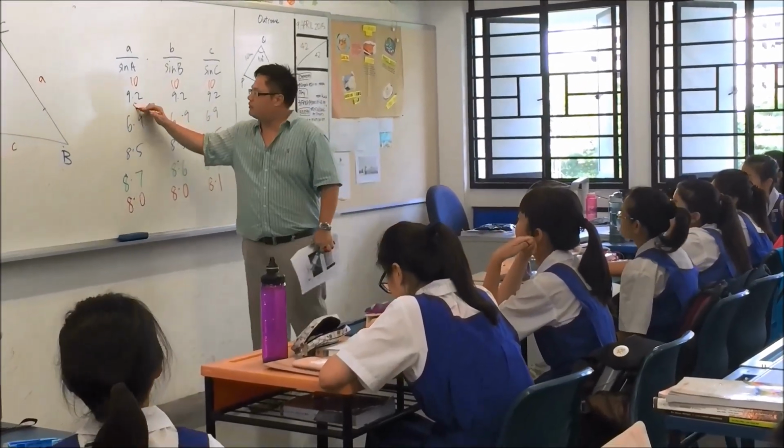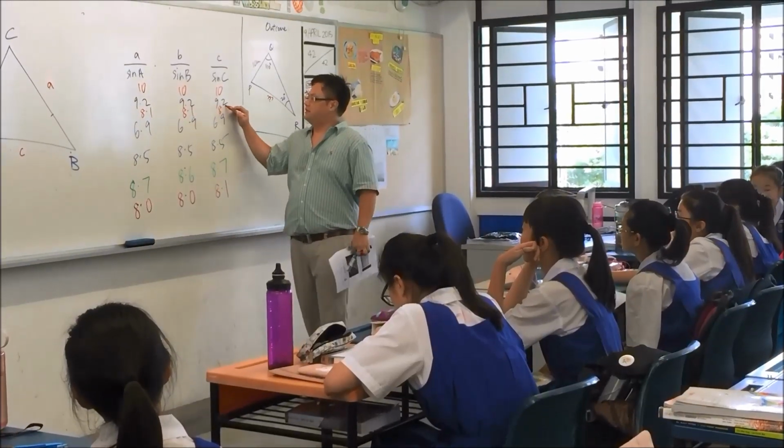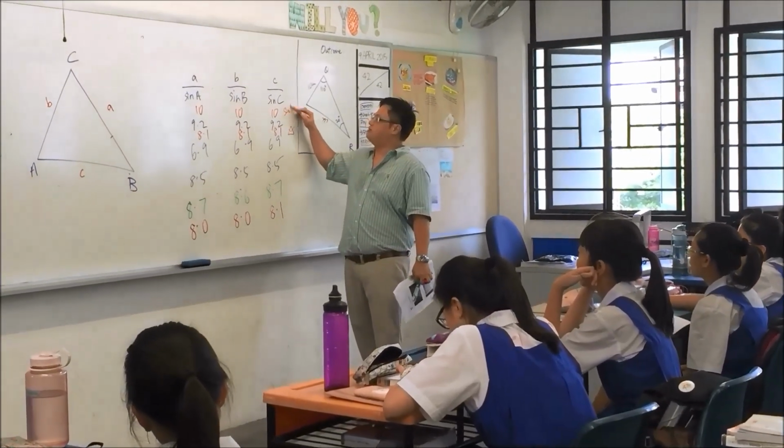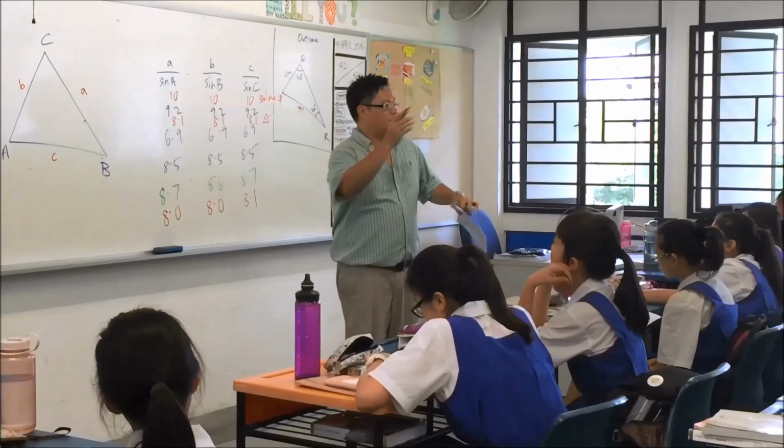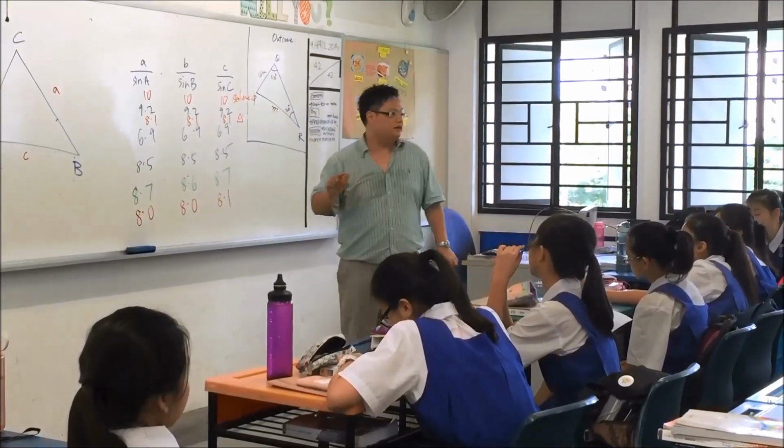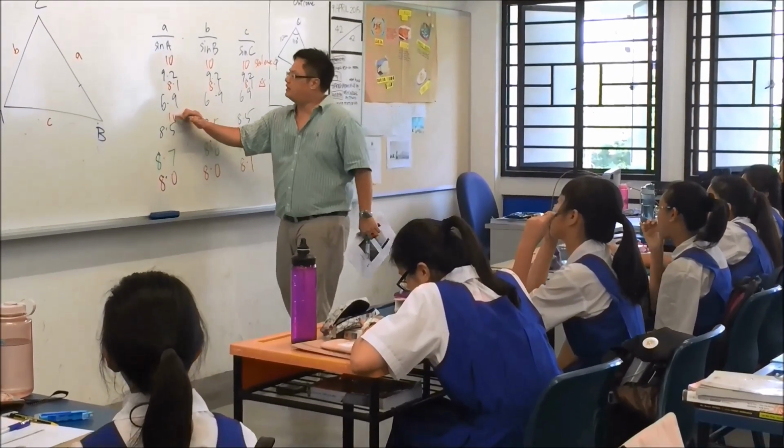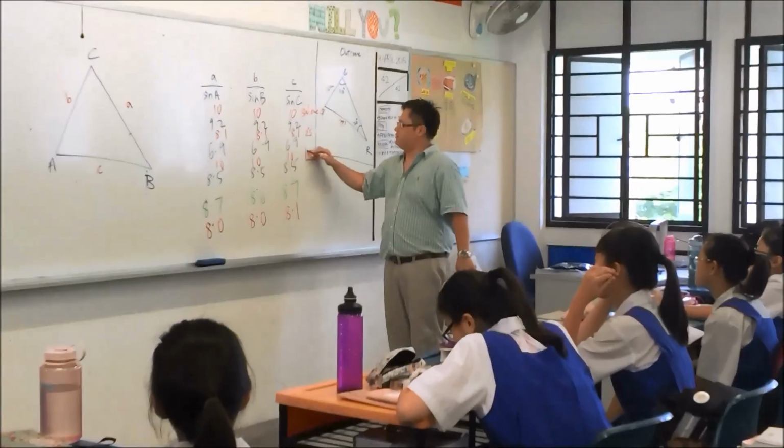8.1, all 8.1. What kind of triangles do you have? This is isosceles. This is a scaling triangle. What else? Yes, right angle triangle. 10, 10, 10. So this is a right angle triangle.